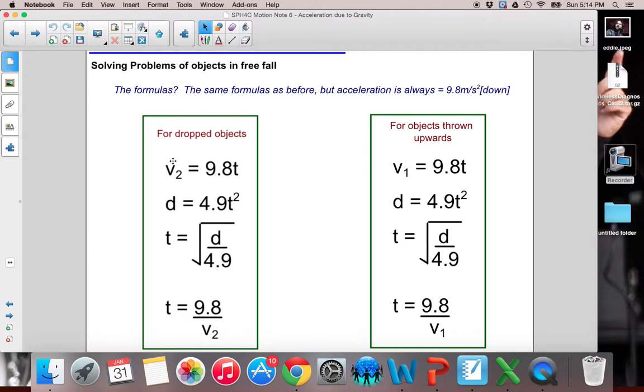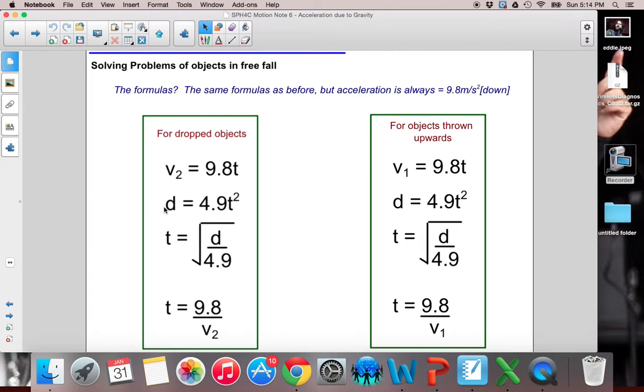So say you drop something, the speed just before it hits the ground, v2, the final speed, is 9.8 times the time. And this comes from the kinematic formulas. I'm not going to go through that, you just write these formulas down. Keep it nice and clear for dropped objects and for objects thrown upwards, and keep them separated, and you'll be able to solve all the problems.